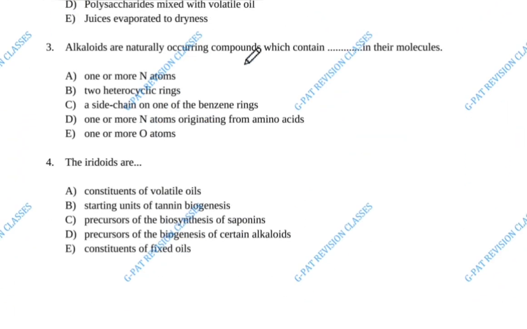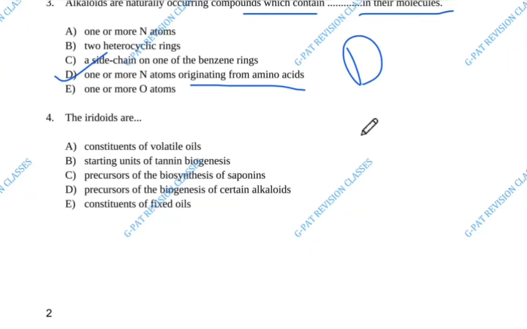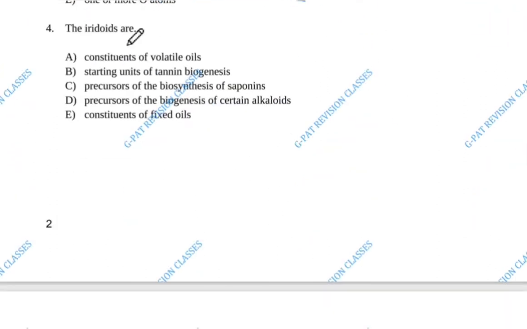Alkaloids are naturally occurring compounds which contain one or more N atoms originating from amino acid. Where do they originate from? From amino acid in their molecules. The answer is D. Next is fourth question number. The irradiance are precursor of the biogenesis of certain alkaloid. The answer is D. Okay.